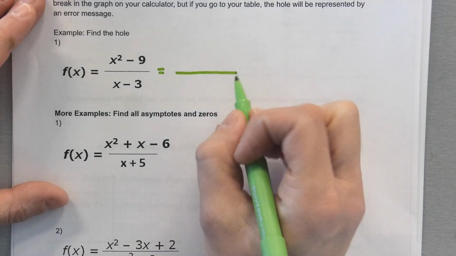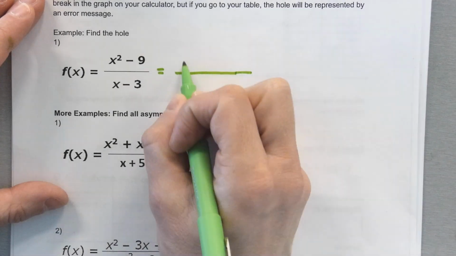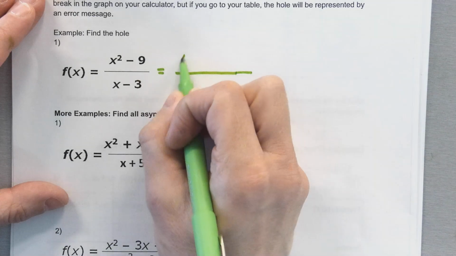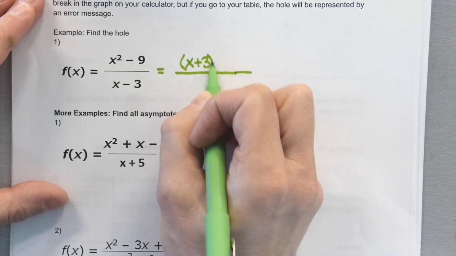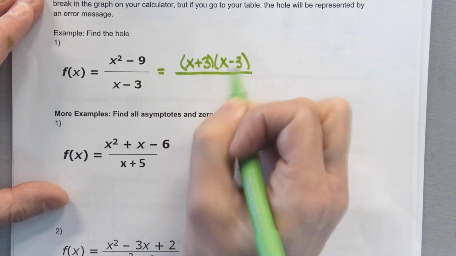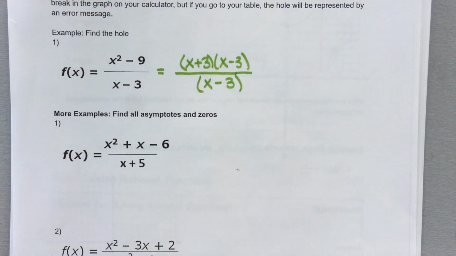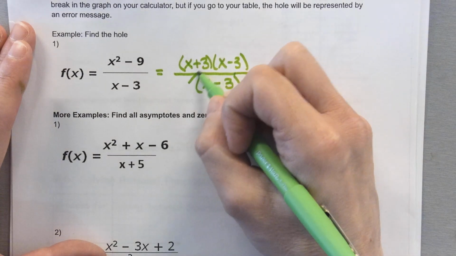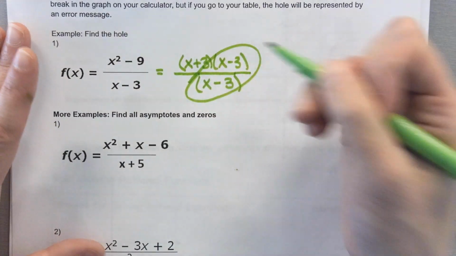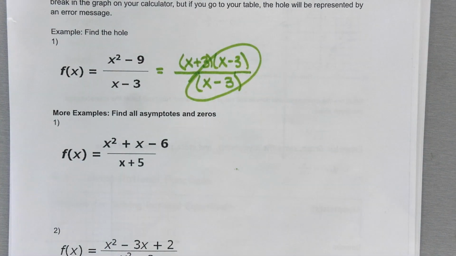So look at your numerator. What could I factor that into? X plus 3 and x minus 3. And in the bottom I have x minus 3. Okay. What parentheses are a match in both the top and the bottom? X minus 3. If you ever have a match of parentheses in the top and the bottom, you've encountered a spot where you have a hole in your graph.